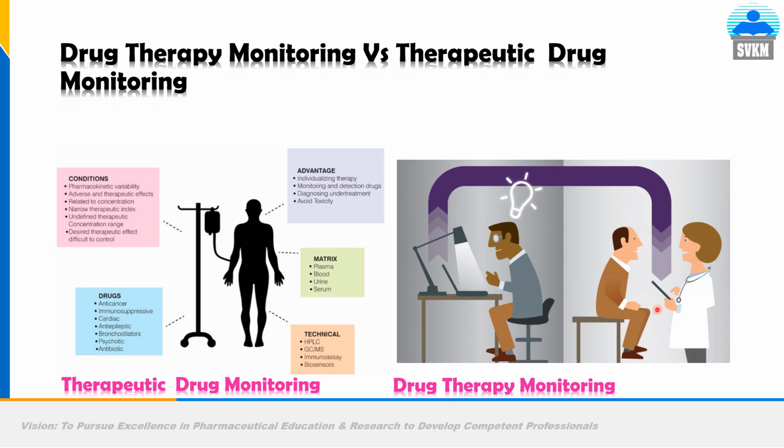On the other hand, drug therapy monitoring is an interaction between the clinical pharmacist and a patient. That is called an intervening program, where we take data, and this data is matched with the data obtained during therapeutic drug monitoring for designing the optimal drug therapy for the patient.